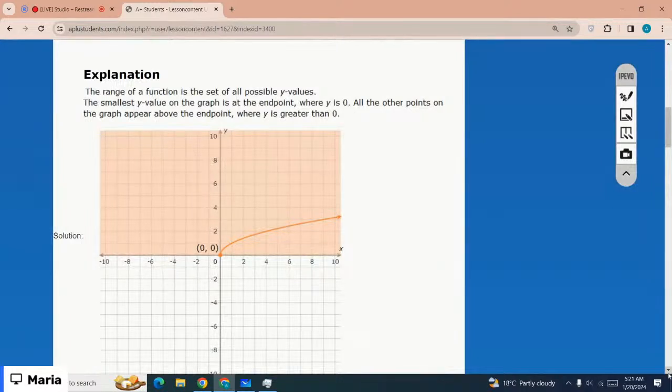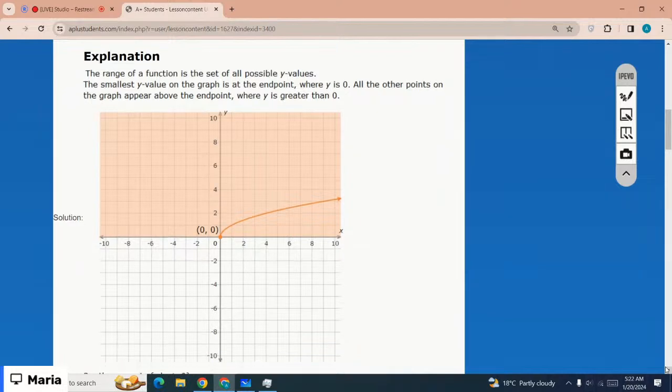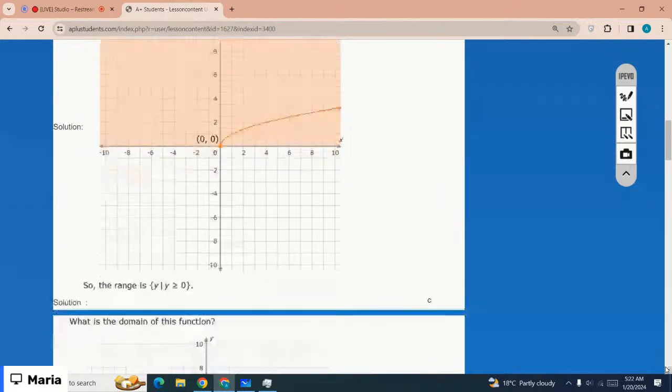The smallest y value on the graph is at the end point. Here the value on the graph is 0. All the other points on the graph appear above the end point where y is greater than 0. All the values from here to this point are greater than 0, right? So that means y belongs to y such that y is greater than or equal to 0.